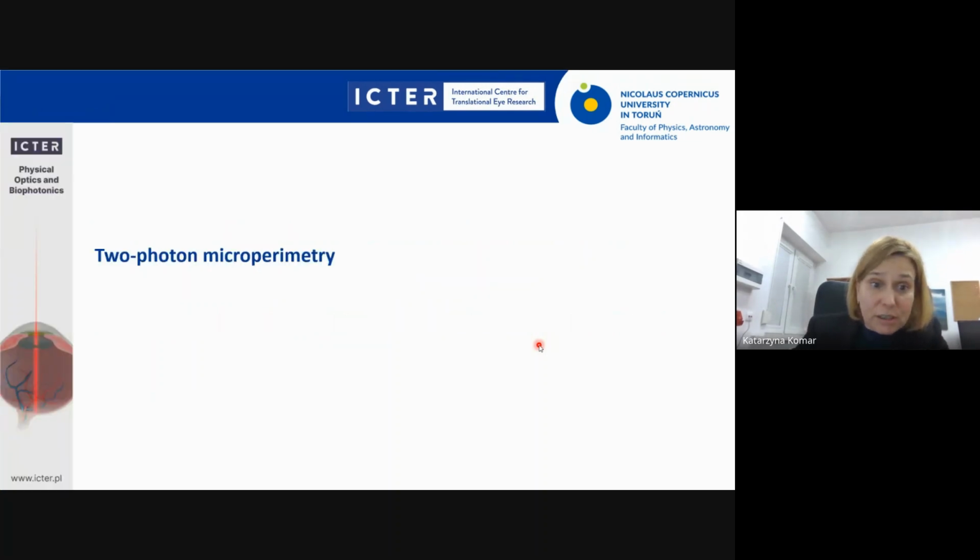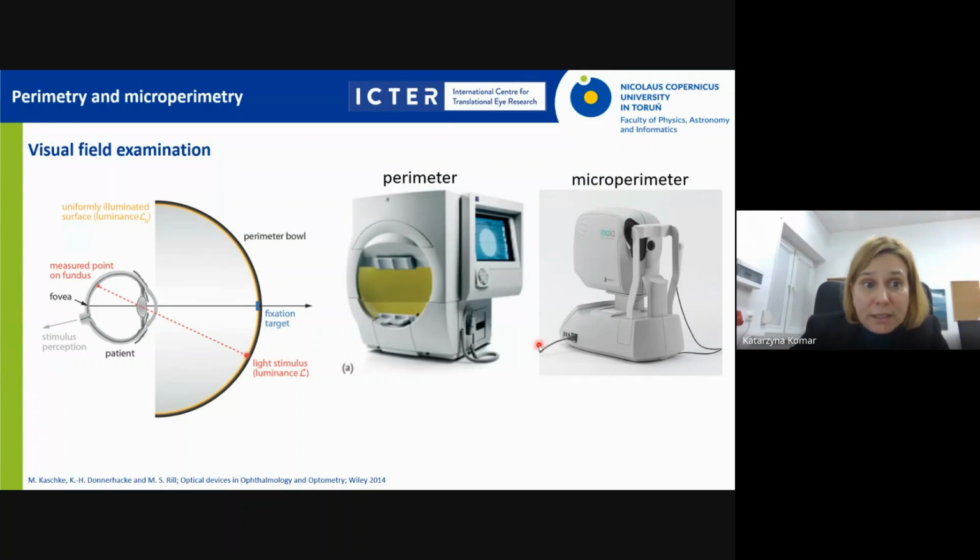So the application which is mainly tested at the moment is two-photon microperimetry. And what is perimetry and microperimetry? Maybe you are aware or maybe not, it depends on your background. However, it is also called visual field examination, and there are devices which are called perimeters when they are using such a big ball, or microperimeters when they've got the functionality of imaging the retina at the same time.